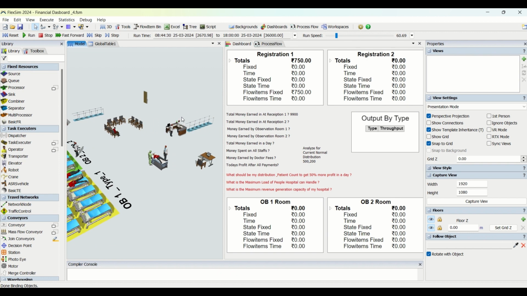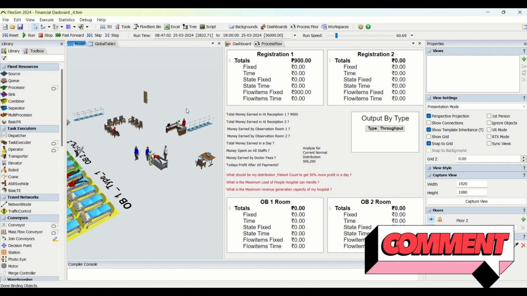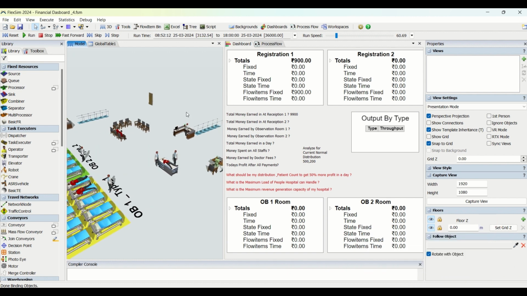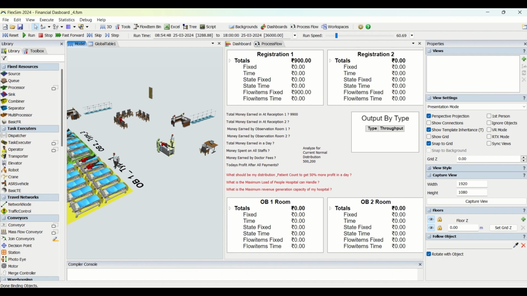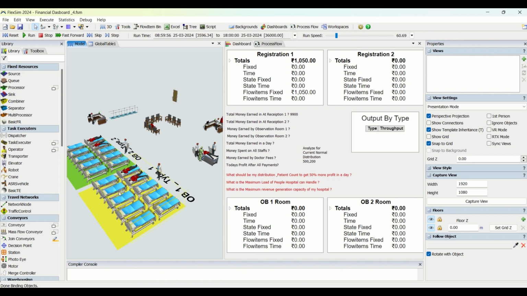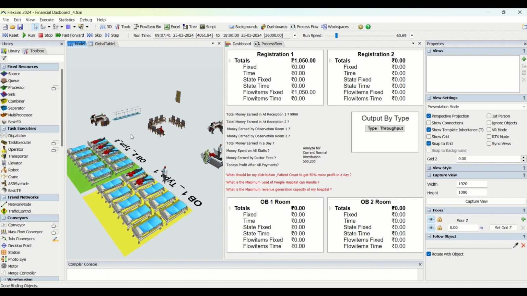Basically the patients are going to pay a bill at this reception 1. Once they pay the bill for the doctor, they are going to get a treatment from the doctor, and then they are going to go to the respective observation beds. So this is our observation area 1 and this is our observation area 2, from where the patients are then discharged and they will go to registration area 2, where they are going to pay their bill for the observation areas they have used.